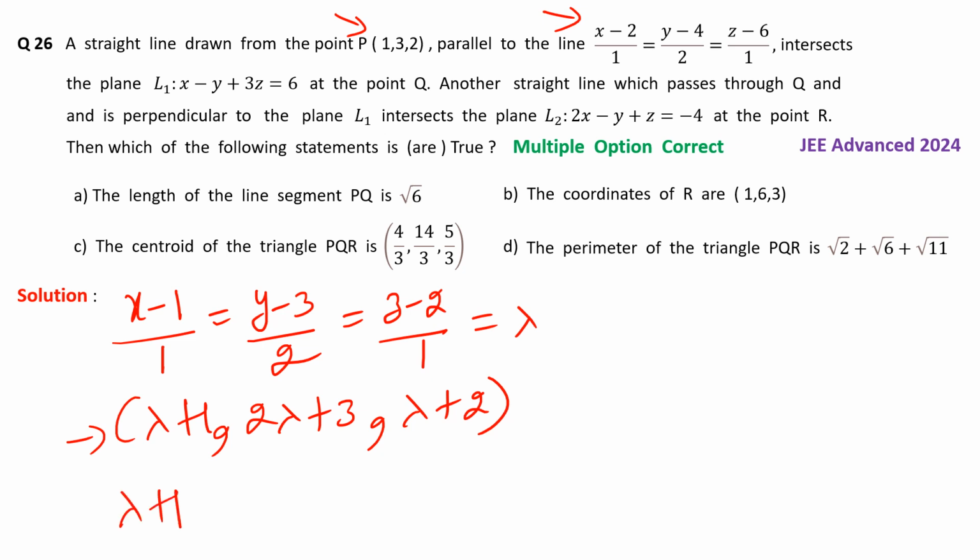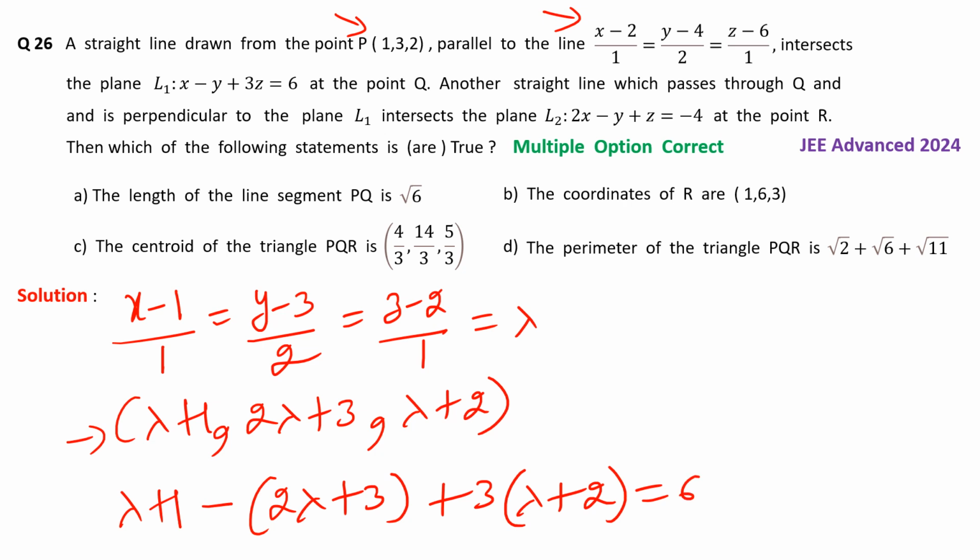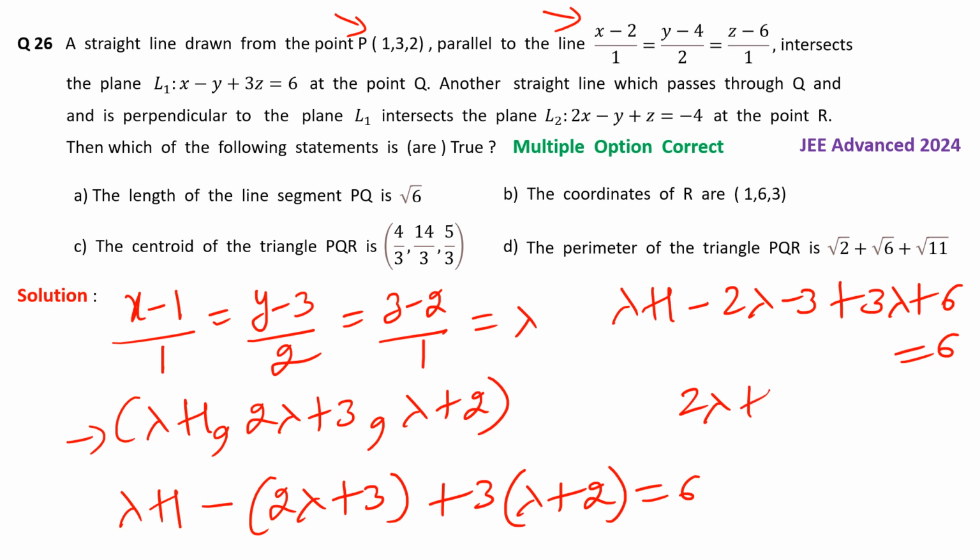So it becomes (lambda plus 1) minus (2 lambda plus 3) plus 3 times (lambda plus 2) equal to 6. Now just simplify this equation. So what do you get? You will be getting 3 lambda minus 2 lambda, it is lambda, 6 minus 3, which is 3, 3 plus 1, it is 4. And 2 lambda plus 4 becomes equal to 6. So that means 2 lambda is equal to 2 or lambda is equal to just 1.